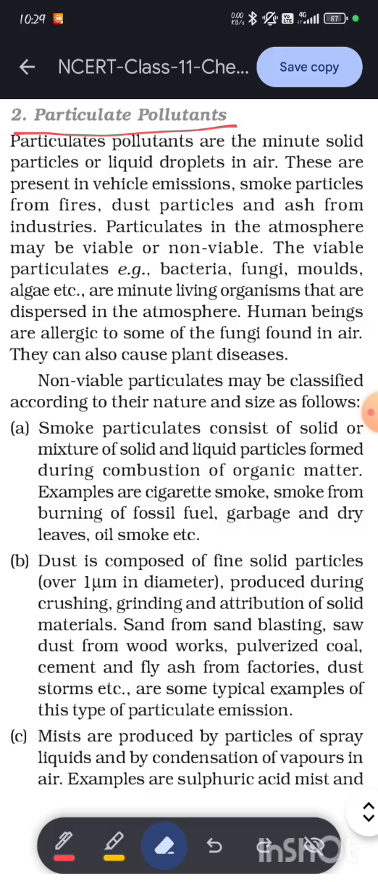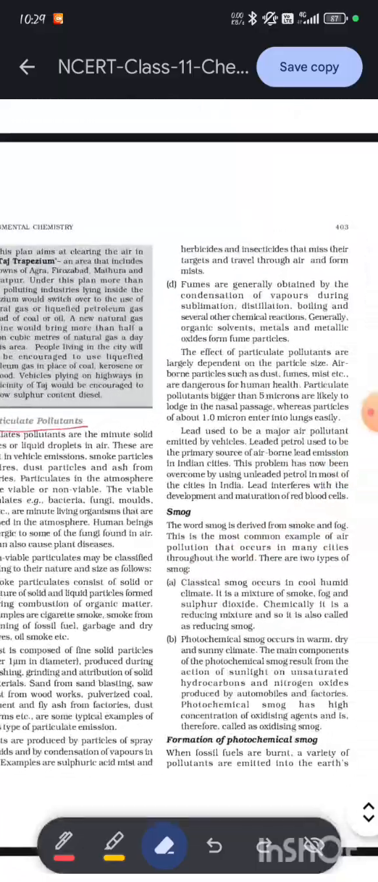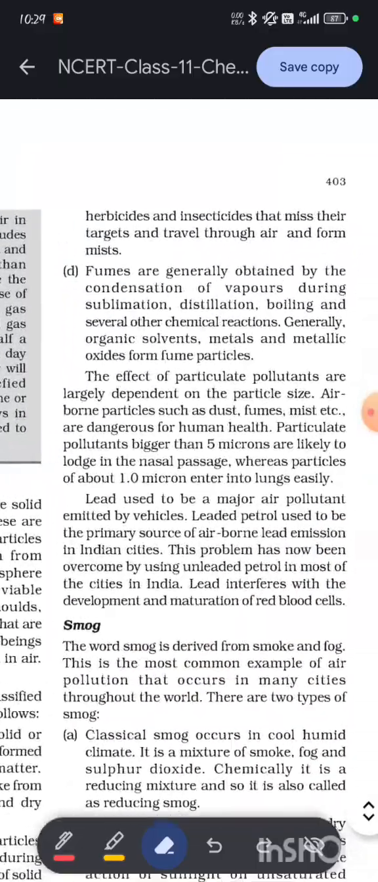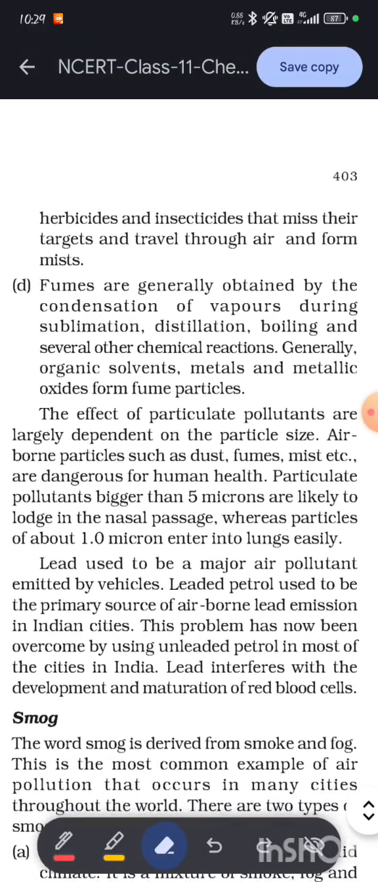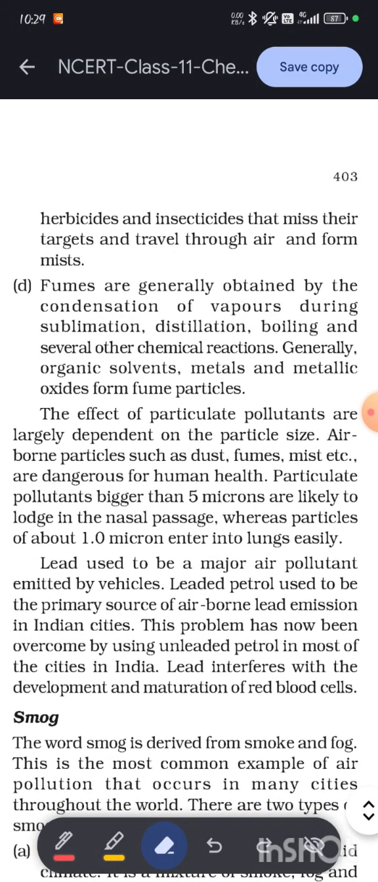C. Mists are produced by particles of spray liquid and by condensation of vapors in air. Examples are sulfuric acid mist and herbicides and insecticides that miss their targets and travel through air and form mists. D. Fumes are generally obtained by the condensation of vapors during sublimation, distillation, boiling, and several other chemical reactions. Generally, organic solvents, metal, and metallic oxides form fume particles.